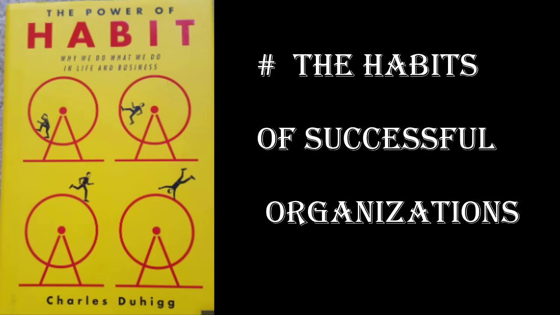The second part of the book is about the habits of successful organizations. In the second part of the book, Duhigg explores how habits shape the success of organizations. He introduces the concept of keystone habits, which are habits that have a ripple effect on other areas of an organization's performance. For example, he cites the case of Alcoa, a company that transformed its safety culture by focusing on the keystone habit of worker safety.